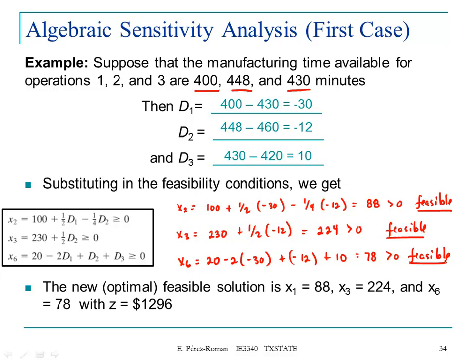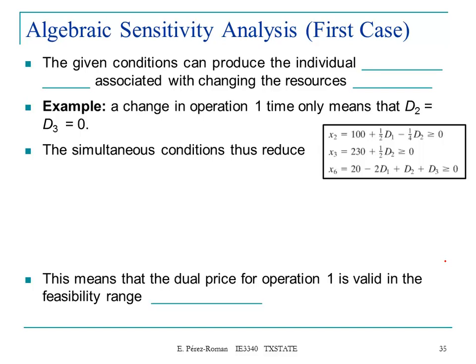The given conditions can produce the individual feasibility range associated with changing the resources one at a time. For example, a change in operation 1 time only means that D2 and D3 will be equal to 0. So if you only change the first operation and you keep the other ones the same, then you can assign a value of 0 to D2 and D3 and then focus only on D1. And that's what this is saying.